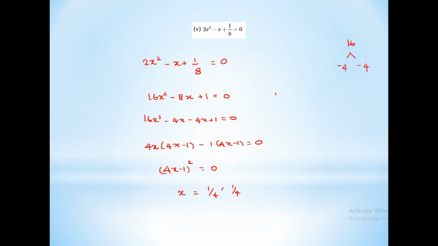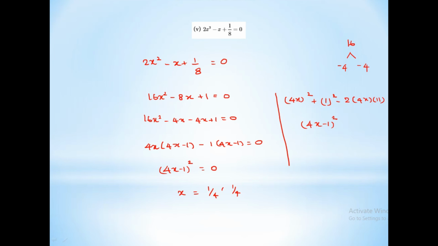To solve this, there is another method. 16x square can be taken as 4x whole square, plus 1 square as 1, minus 2 into 4x into 1. See how this looks: a square plus b square minus 2ab, so a minus b whole square. So 4x minus 1 whole square.